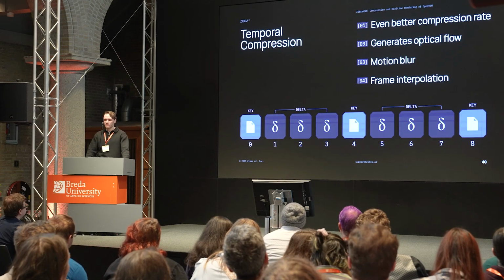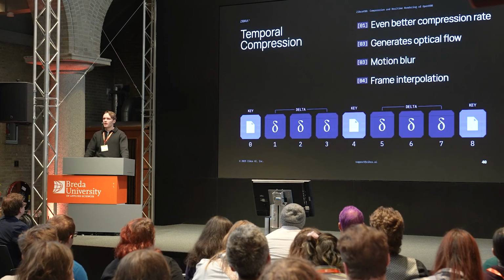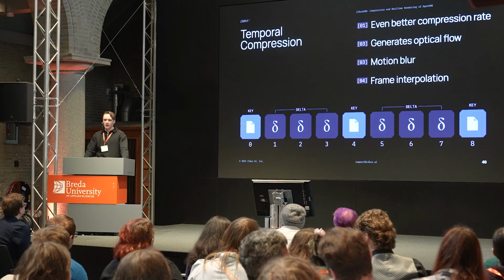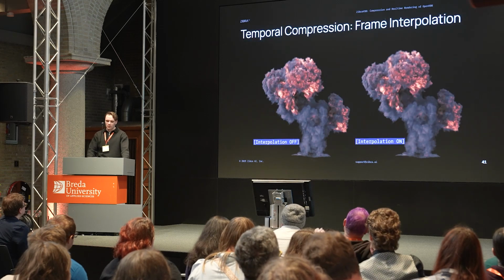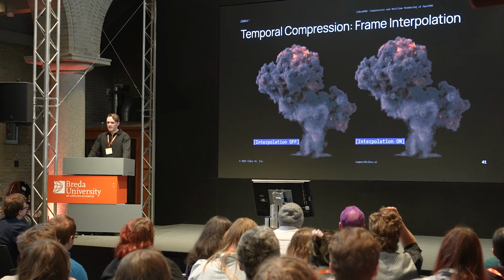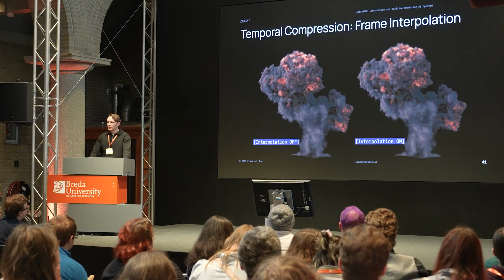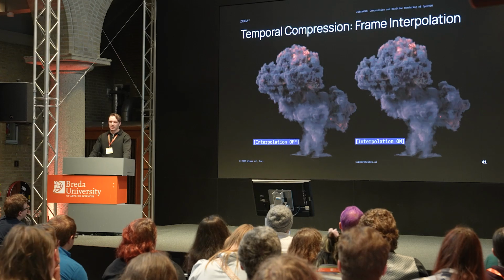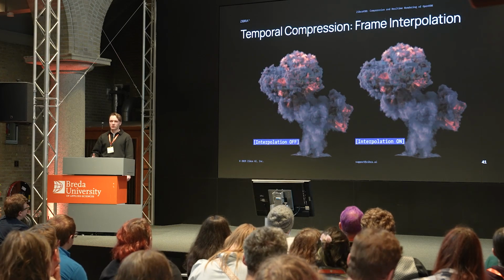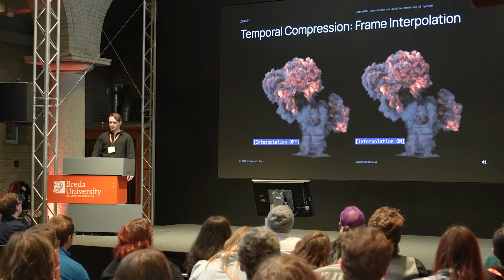For example, we generate optical flow for our effects. This allows you to have real-time motion blur for your effects and also frame interpolation. So here's what frame interpolation is. It basically generates on the fly frames that don't exist. And you can use it to push your compression rates even further. For example, you can delete every second frame from your sequence and just generate it on the fly, and you will have twice better compression rate.